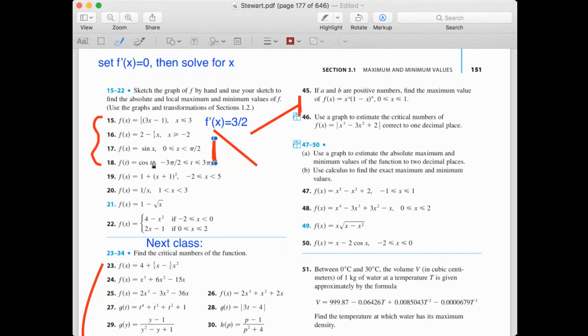Right, let's see 17. Sine x is periodic, right? But from 0 up to pi/2, we have this part of the sine function. Then we do get a local minimum or local maximum. But let's try to find the critical number. So f prime of x equals cosine x. We set cosine x equals 0, and we solve: x is pi/2.